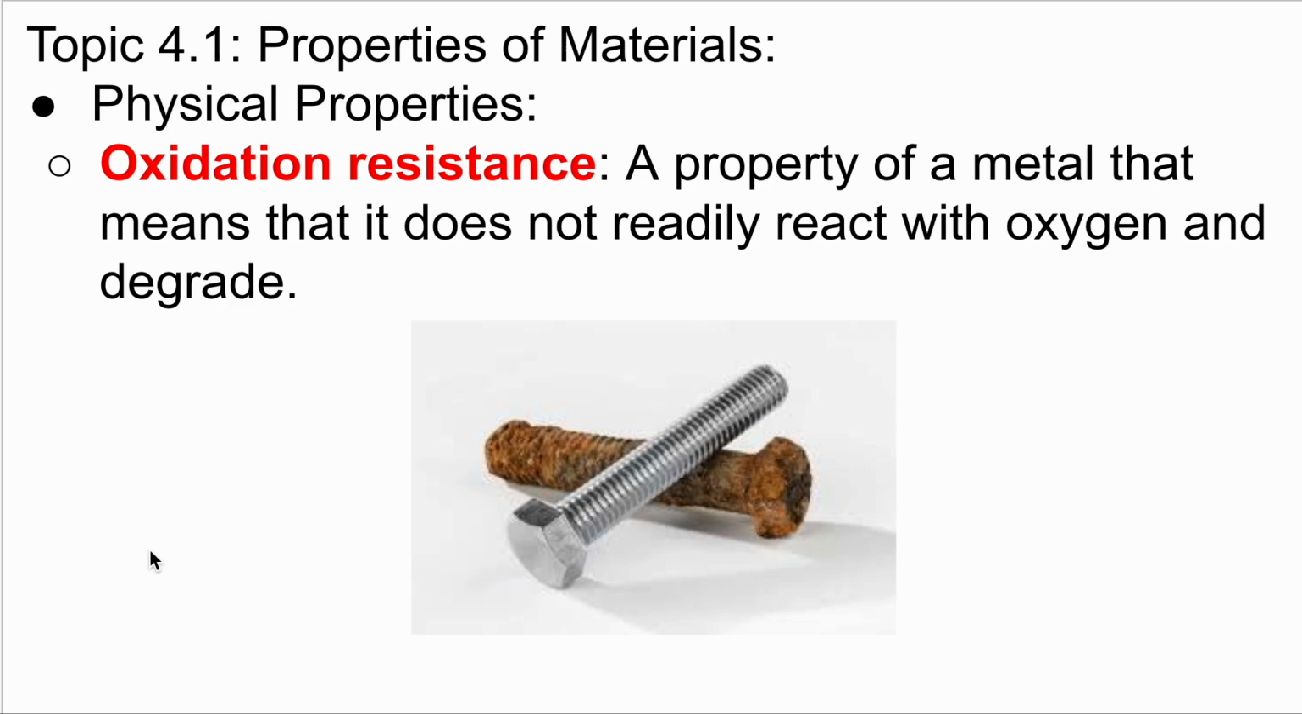You can also have something that's resistant to oxidation. So oxidation resistance is a property of a metal that means that it does not readily react with oxygen and degrade. So for instance, you might have a stainless steel bolt compared to a steel bolt. A stainless steel bolt will be resistant to oxidation and won't oxidize as easily as a steel bolt. And you can see this is rust and oxidation here. This is a rust-free or oxidation-free bolt.